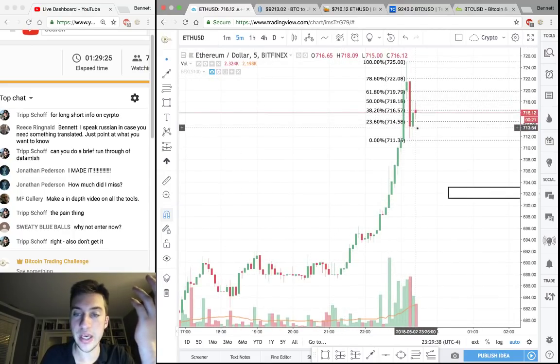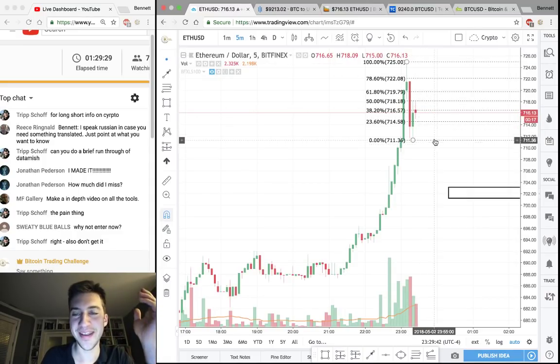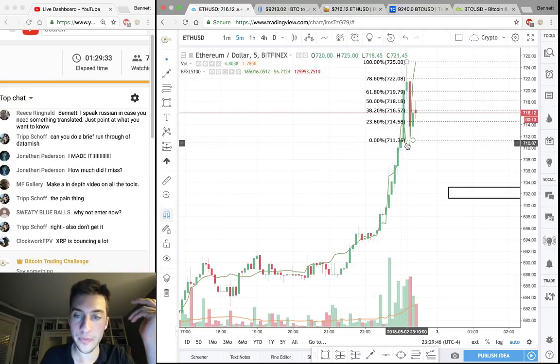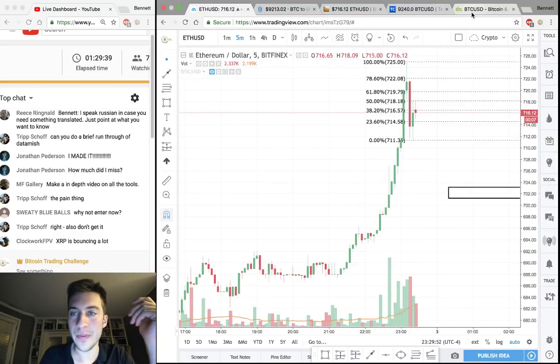You can make the case, oh, Bennett, you said you didn't want to enter, but price went up to like infinity. But from my model here, it just looks like it's more likely to move down when we get that spike in sentiment. That's just not great. So back to datamish.com here.